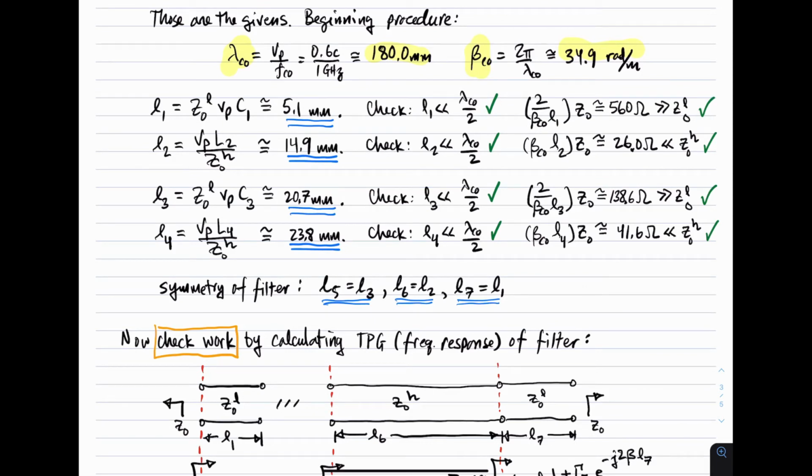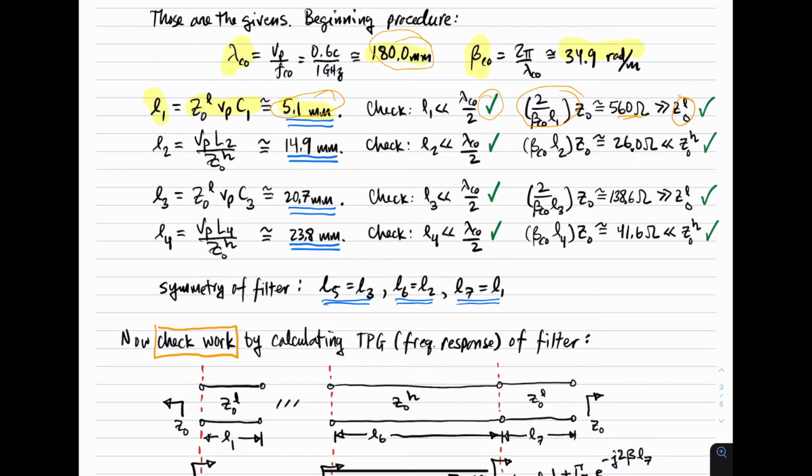Now we calculate the line lengths. L1, given by this expression, we have all 3 of those values. We find 5.1 millimeters. We immediately want to check and make sure this is true. Well, 5.1 millimeters is certainly much, much less than 90 millimeters. So we have met the electrically short requirement. And similarly, when we check it against this requirement, we find that expression gives us 560 ohms, and that's much, much greater than 20 ohms. So that requirement is also met. So it looks like this is good to go.